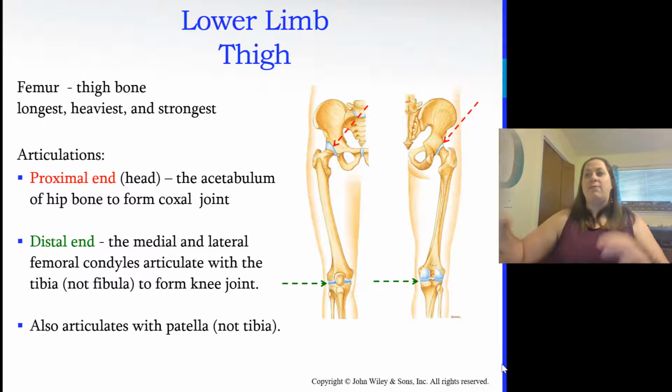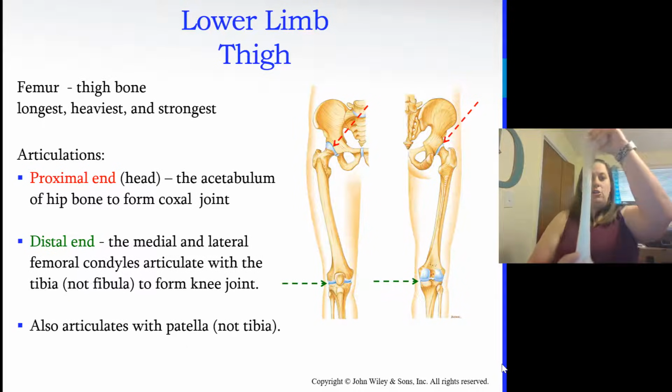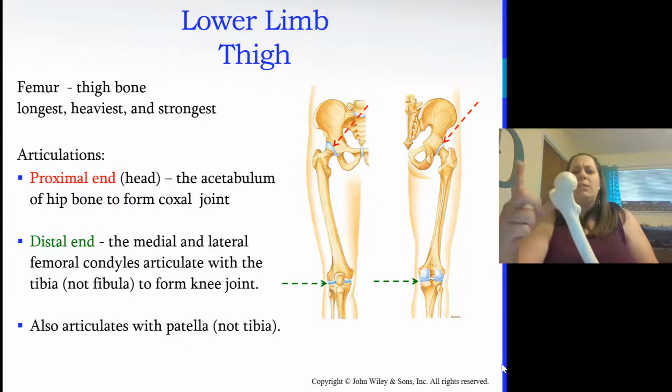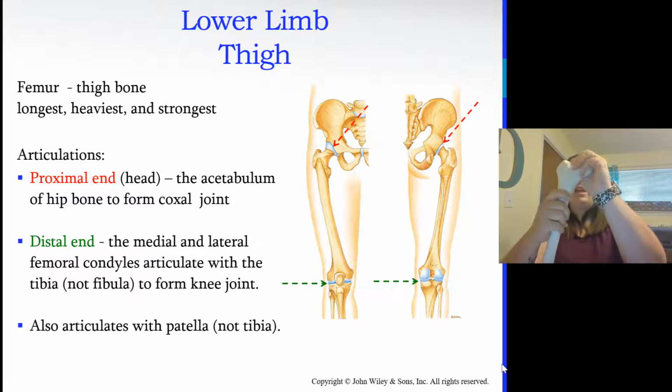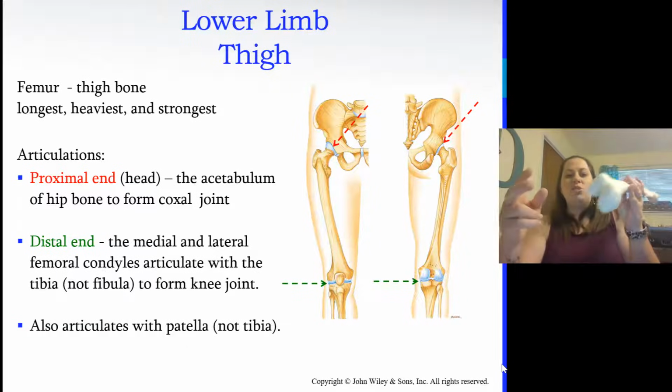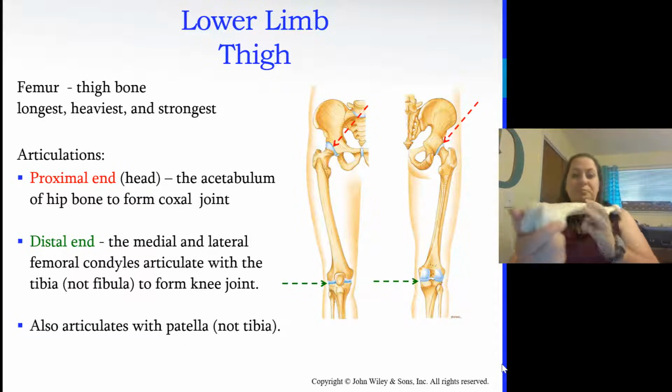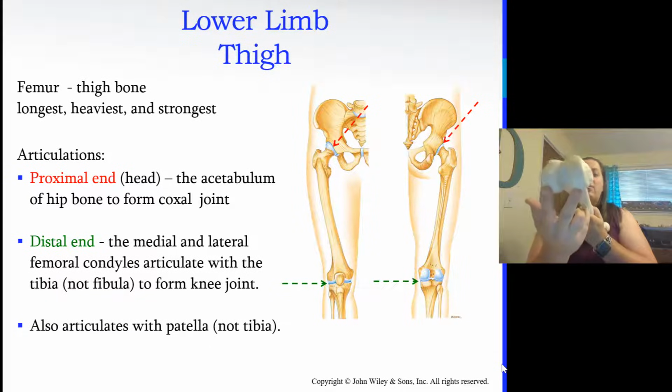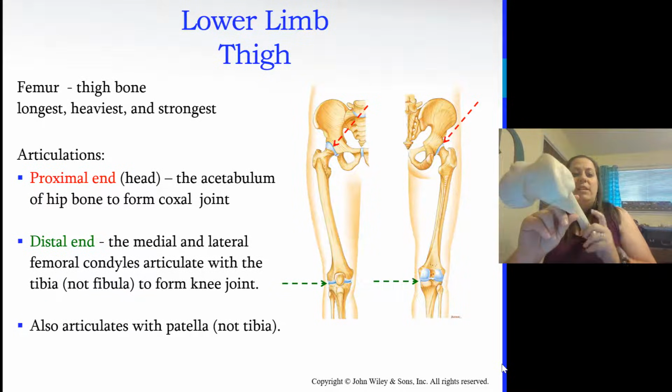So guys, the femur is the thigh bone, and it's the longest and heaviest as well as strongest bone in the body. And if you'll notice, it is very large. On the proximal end, you have the head of the femur. This fits into that acetabulum of the hip to form the coxal or hip joint. On the distal end, you have what we call the medial and lateral femoral condyles. These are going to articulate with the tibia, not the fibula, to form a knee joint.